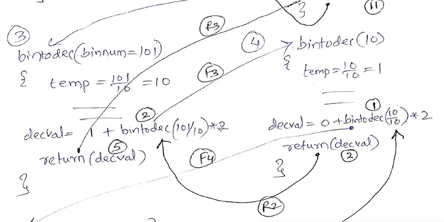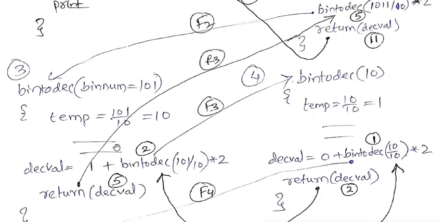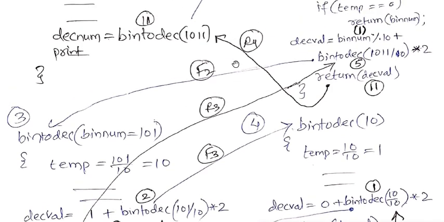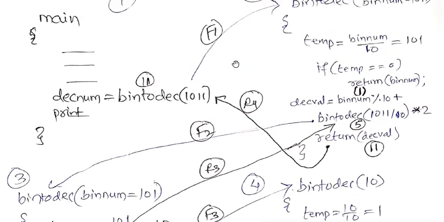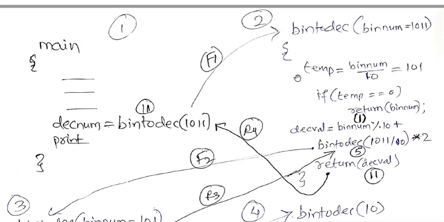2 into 2 is 4. 4 plus 1, 5. 5 is stored in decimal val and we return decimal val. What is returned? The value 5 is returned. And where will it be returned? It will be returned to step number 2, where we got the call for step number 3. So the return will go like this. You can see here, R3, return 3, is coming to this in step number 2.